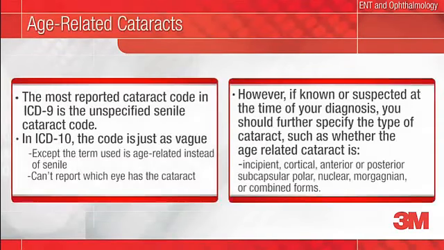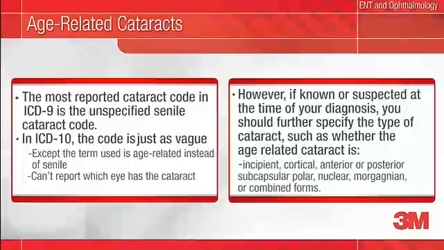By a healthy margin, the most reported cataract code in ICD-9 is the unspecified senile cataract code. In ICD-10, the code is just as vague. It just uses the term age related instead of the term senile. Unlike other ICD-10 cataract codes, it doesn't even allow the coder to report which eye has the cataract.